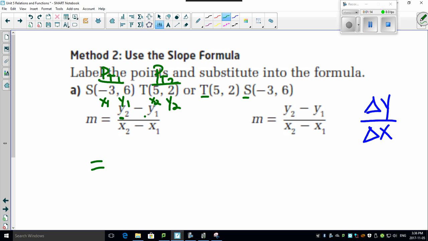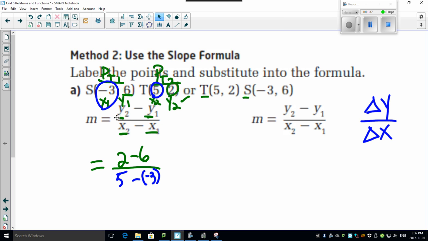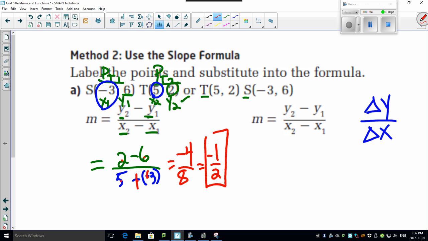y2 minus y1, there's your y2, which is 2, minus y1, which is 6, over x2 minus x1. Well, there's x2, which is 5, minus x1, which is minus 3. So watch out for those minuses because they're going to bite you every single time. So 2 minus 6 is in fact minus 4. 5 minus a minus 3 is like saying plus. 5 plus 3 is 8. You can reduce this down to a negative 1/2 because top and bottom are divisible by 4.